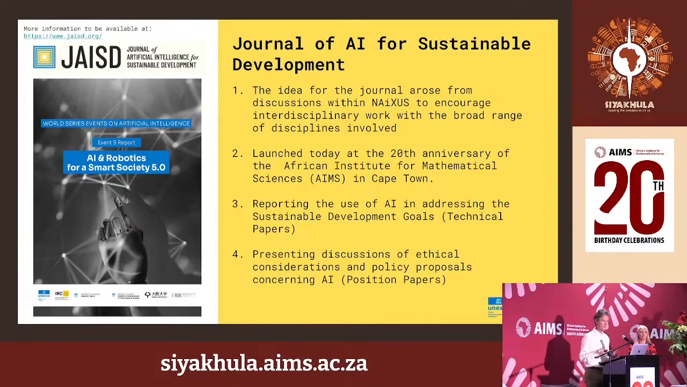These will be technical papers. They will be innovative in terms of the use of AI, but also potentially in AI techniques being developed for those applications. But we will also be looking at presenting discussions of ethical considerations and policy proposals concerning AI. So these will be called position papers, and the importance of linking both the technical and the, if you like, policy or ethical dimensions, we believe is really formative in thinking around this new journal.